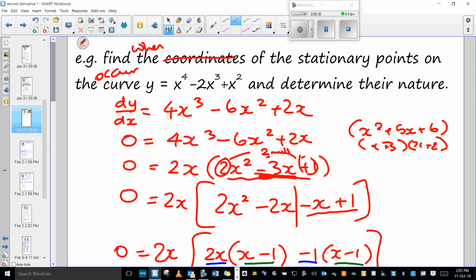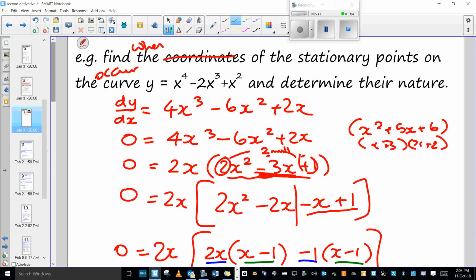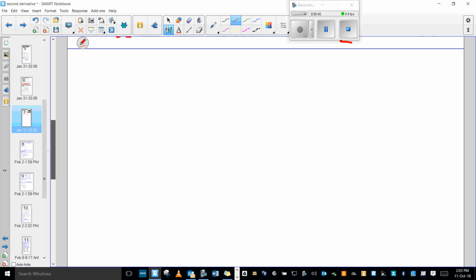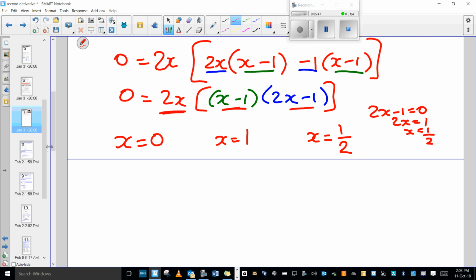Wait, so why do we have 3 x values? Because we started off with x to the power 4. You generally have one less than the power. That's how you know if you did it right or wrong, depending on how many you did. But we do need to determine their nature.